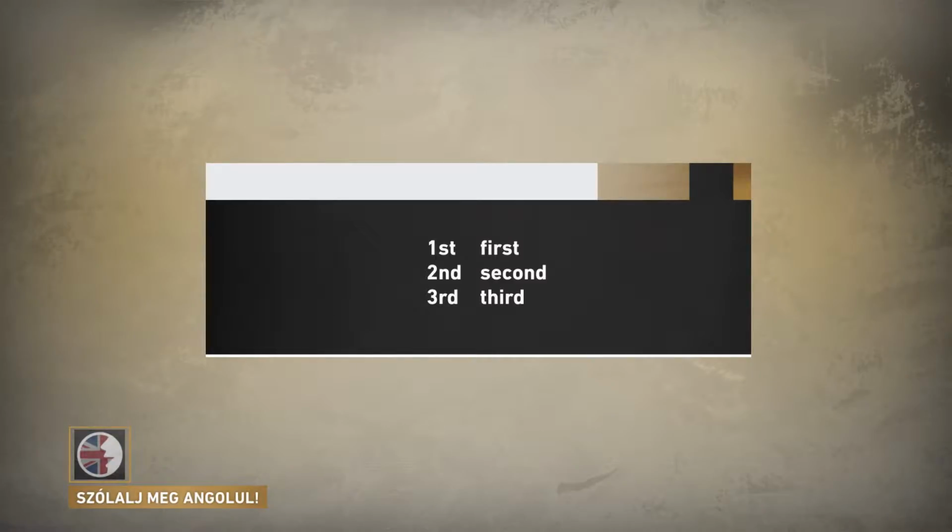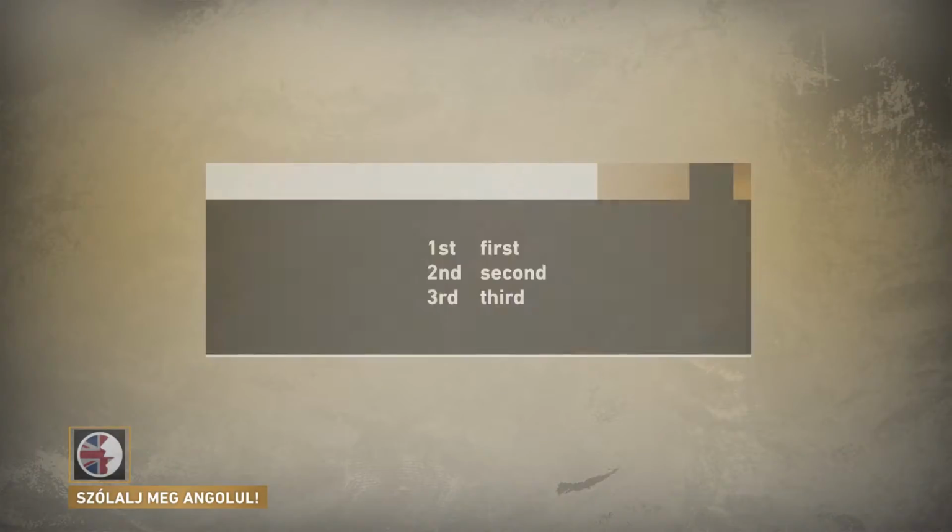Okay, that's easy. Let's look at the ones which are different. First, second, and third. Okay, these are different, but it's not difficult to remember. First, second, third, and then fourth, fifth, sixth, seventh, eighth, ninth, 10th, 11th, 12th, 13th, 14th, 15th, 16th, 17th, 18th, 19th, and 20th.